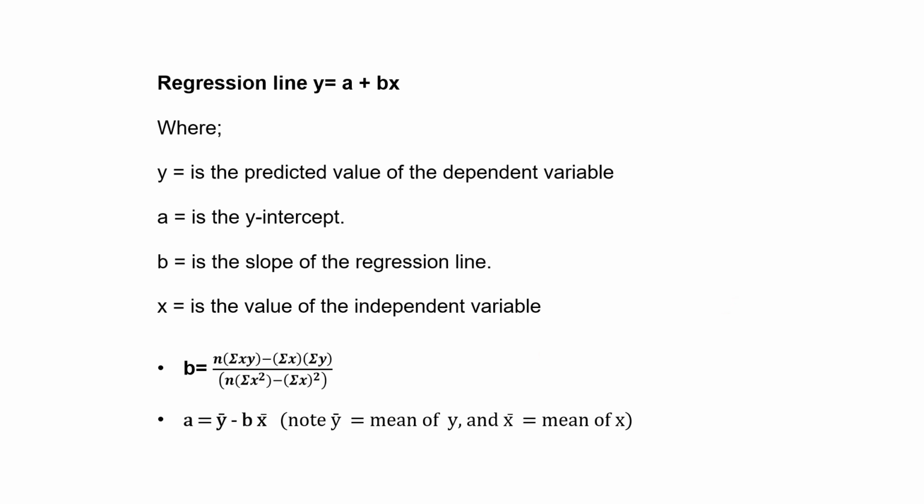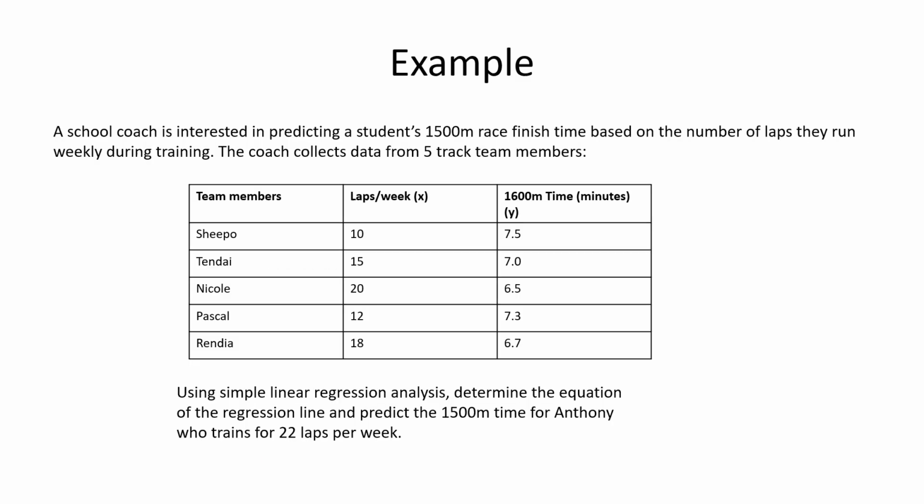So we're going to look at an example, a quick example. Like I said, I already did the example, but just to take you through the steps. A school coach is interested in predicting a student's 1,500-meter race finish time based on the number of laps they run weekly during training. The coach collects data from 5 track team members. So here are the team members. You have Shepo, Tendai, Nicole, Pascal, and Reindeer. And these are the laps that they ran. And it's supposed to be 1,500 meter time. I forgot to edit this part, apologies.